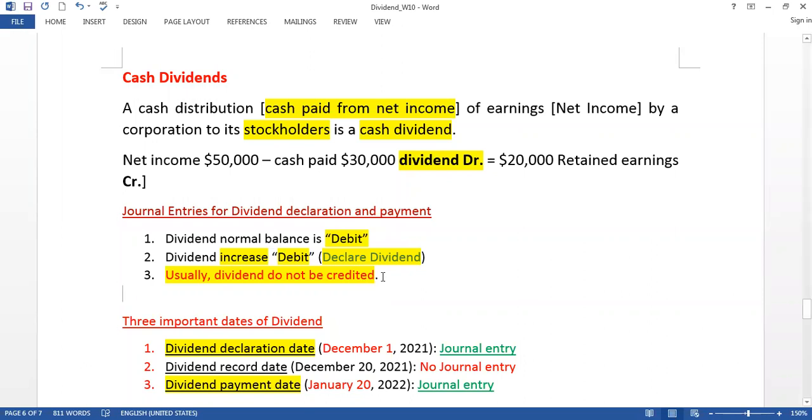Dividend do not be credited unless closing entry. If you do not close the dividend account, dividend is always debit. But if you close it, it is credit. Do you understand? If you close dividend account, it is credit, but normally dividend is debit.